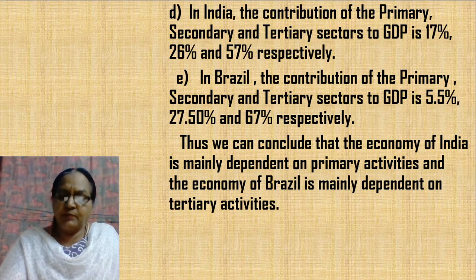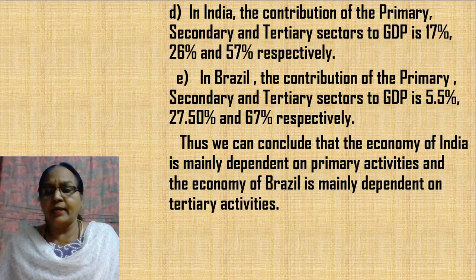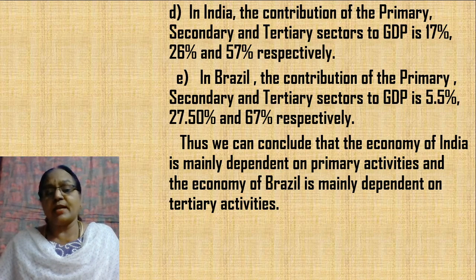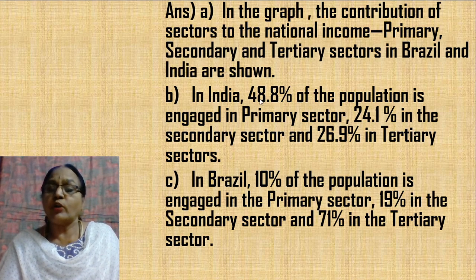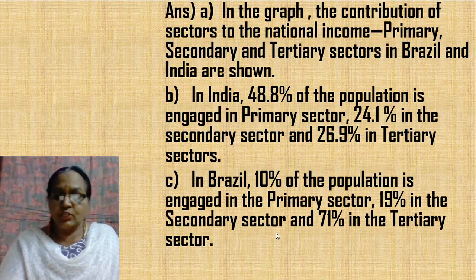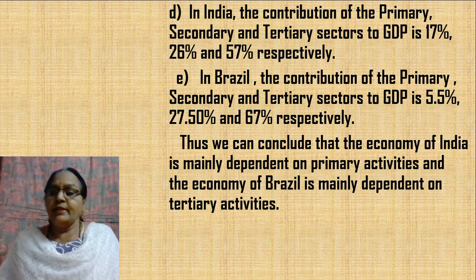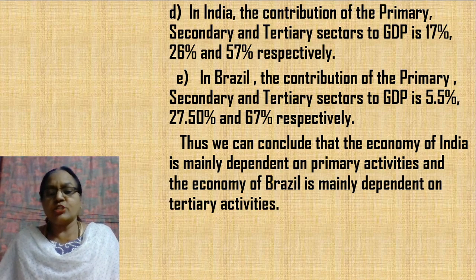Okay. So, from this graph, what do you conclude? We come to the conclusion that the economy of India is mainly dependent on primary activities because you find what is the percentage engaged. We find 48.8% of the population is engaged in the primary sector. So more people are engaged in the primary sector, but in the case of Brazil, 71% of the population is engaged in the tertiary sector. So, India is mainly an agrarian economy. On the other hand, the economy of Brazil is engaged more in tertiary activities.